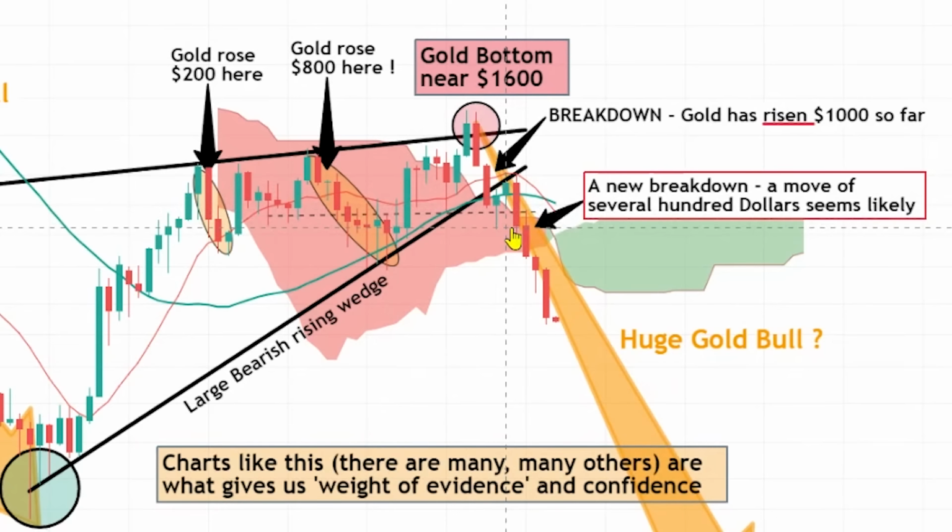So it told me, as a technical chart analyst, that from this one piece of evidence, the probabilities were that gold was moving towards a strong period of outperformance.